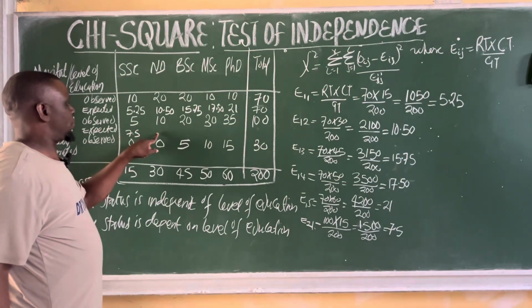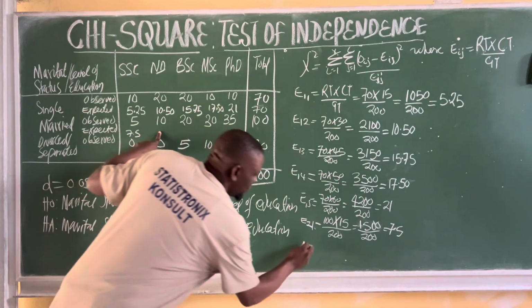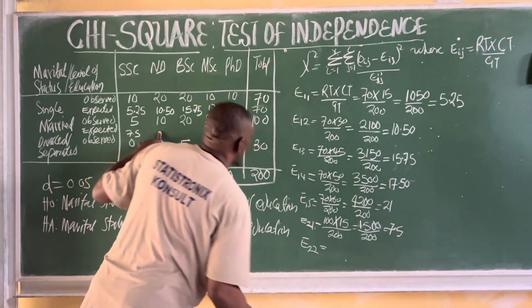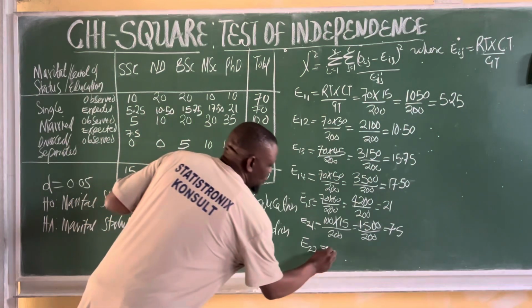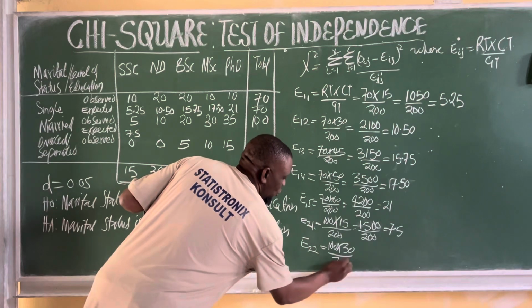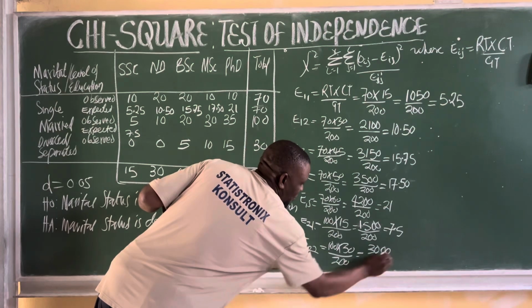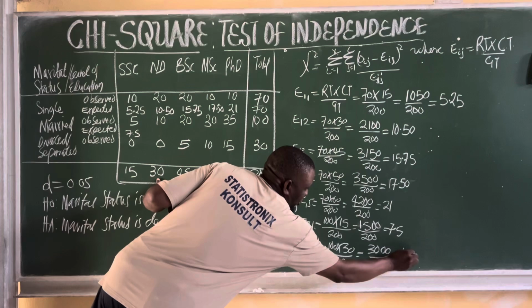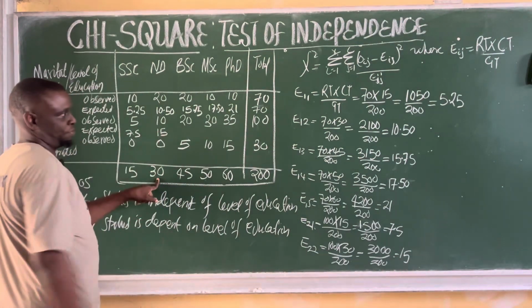Okay? Now, so this is 7.5. Now for cell 2, 2. So we have the expected value for 2, 2 will be equal to, now the row total is 100 and the column total is 30. So we have 100 times 30 all over 200. And that will be equal to 3000 all over 200, which will be 15. So the expected value here is 15.